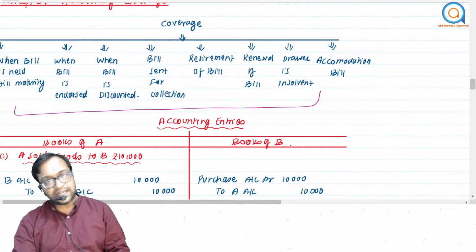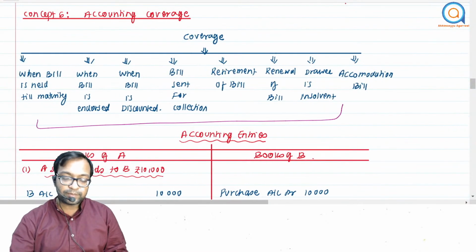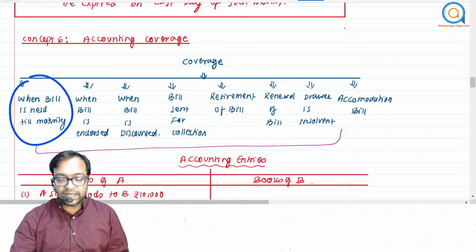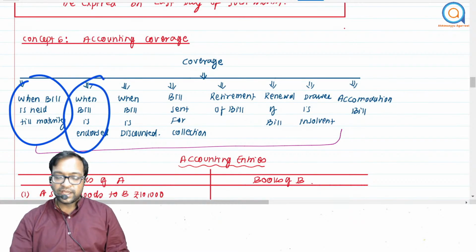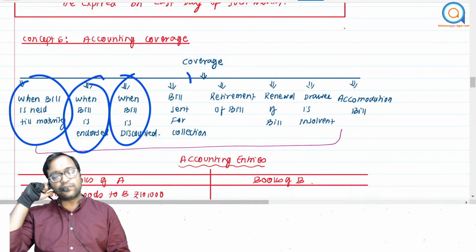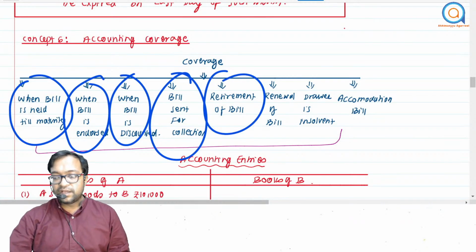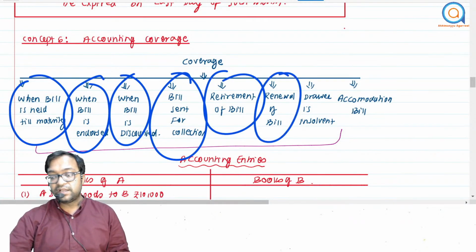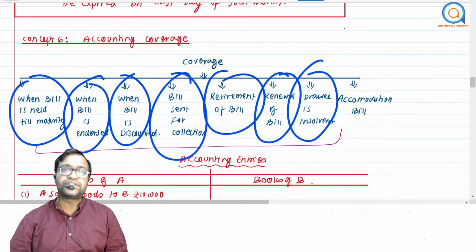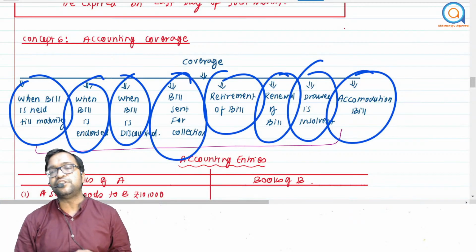What are the cases that you need to study is when the bill is held till maturity. This is one case. Next is when the bill is endorsed. Next is if the bill is discounted. Next is bill sent to bank for collection. Next is retirement of bill. Next is renewal of bill. When drawee is insolvent, and last one is accommodation bill. And I think accommodation bill is also known as kite bill.